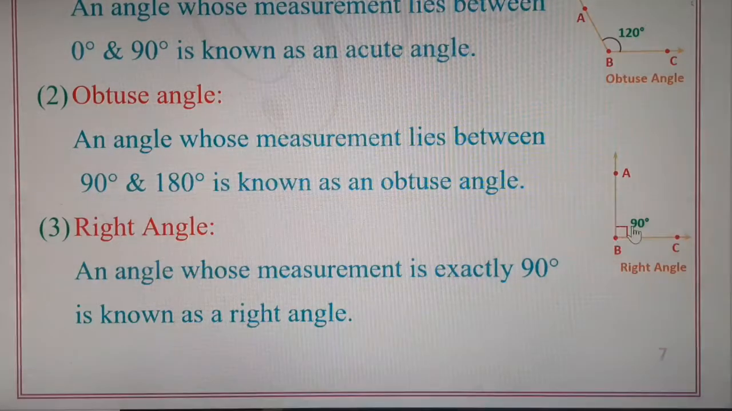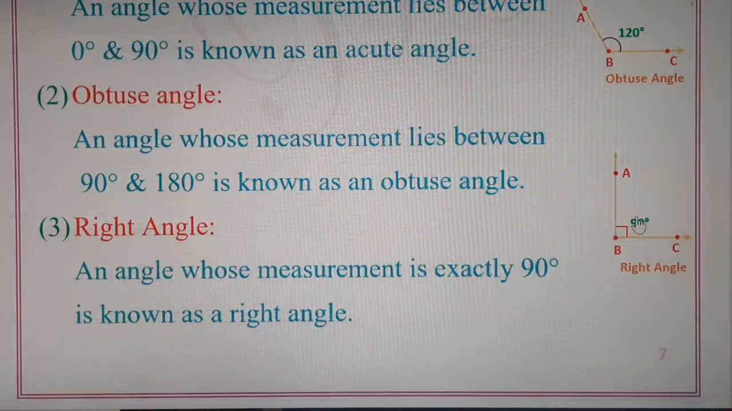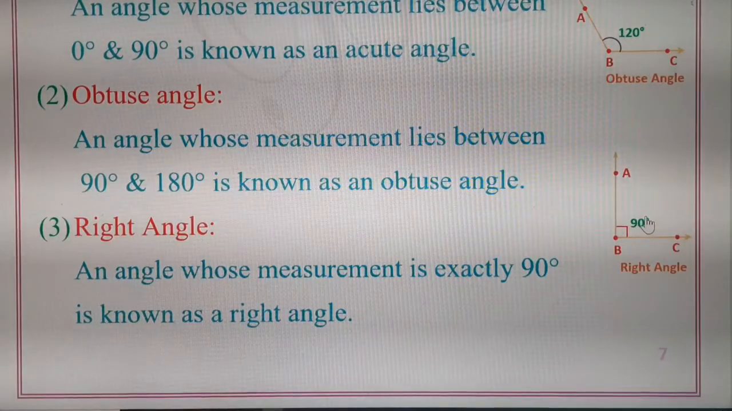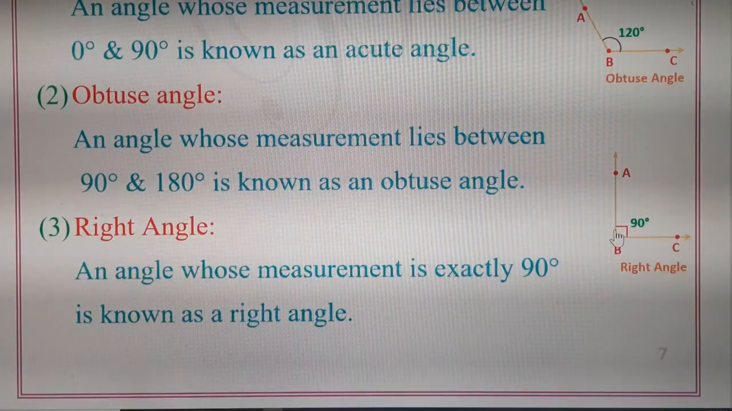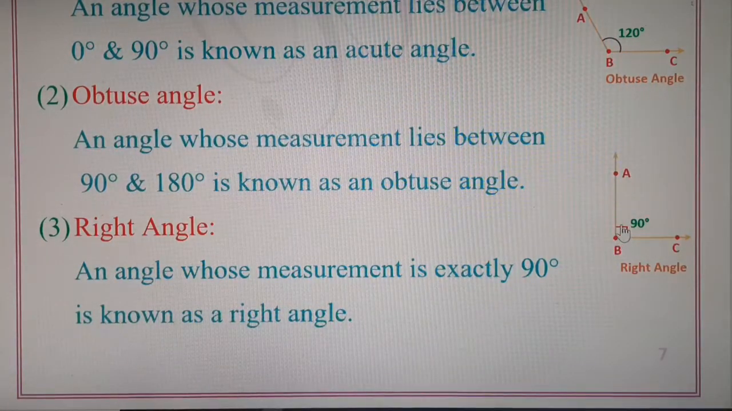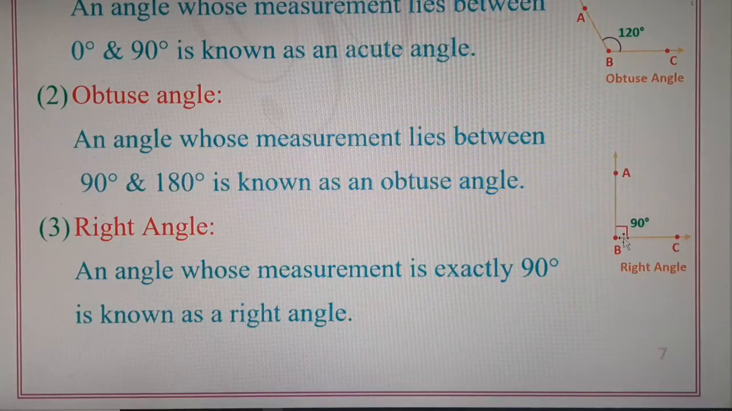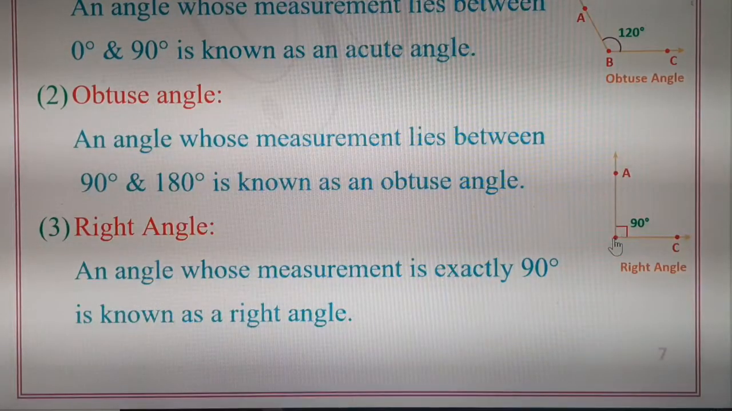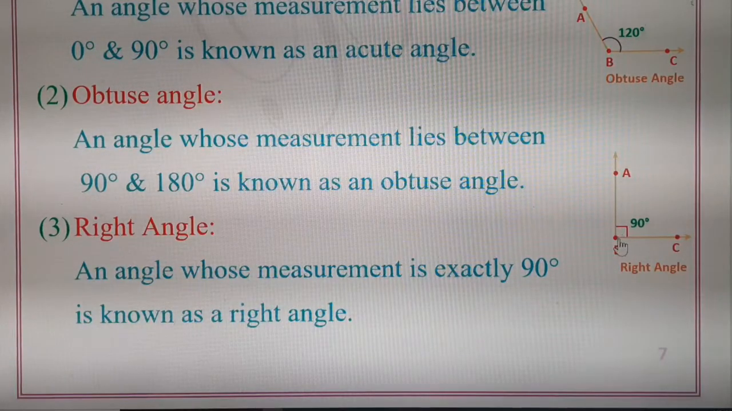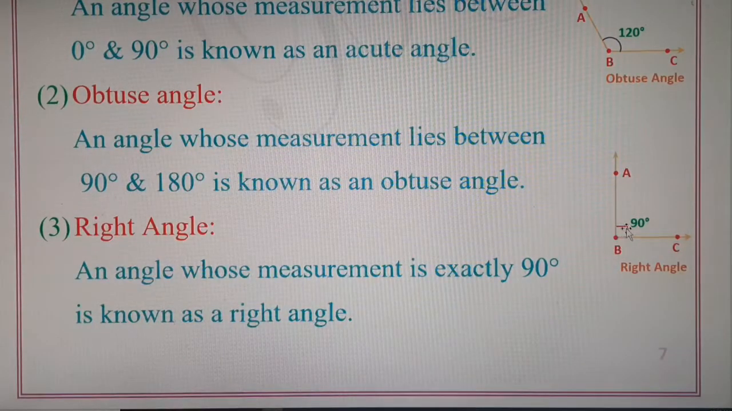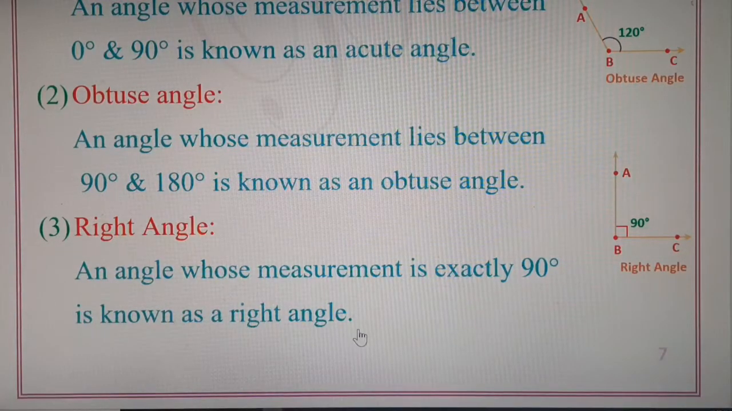So children, this square symbol represents 90 degrees. Even if the measurement 90 degrees is not given in the diagram, and only this box symbol is given, we have to understand that that particular angle will be 90 degrees. So if this box symbol or square symbol is given in the diagram, children, we have to assume that particular angle is a 90 degree angle, a right angle. An angle whose measurement is exactly 90 degrees is known as a right angle.